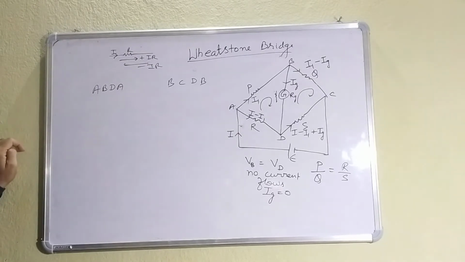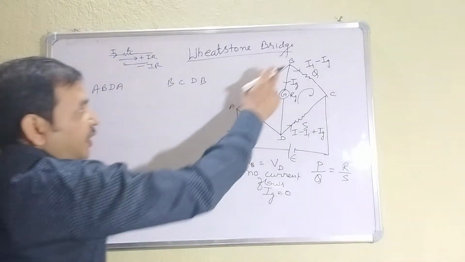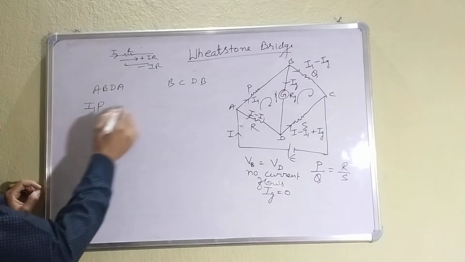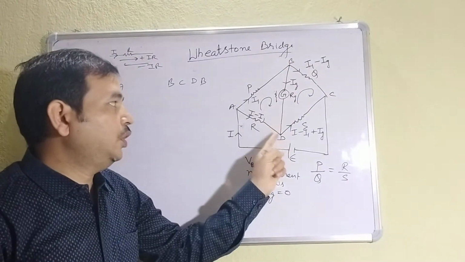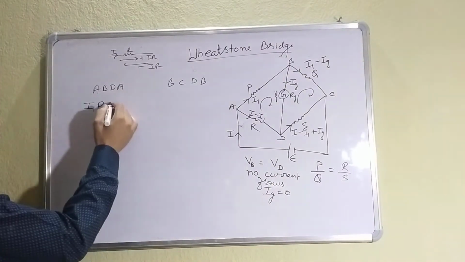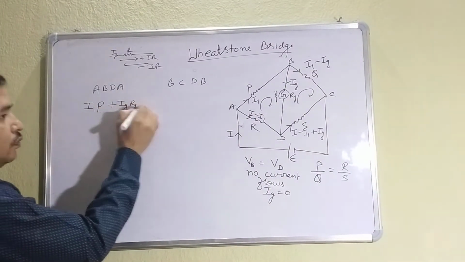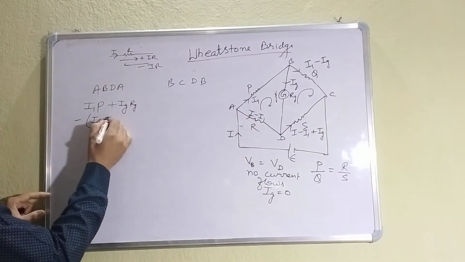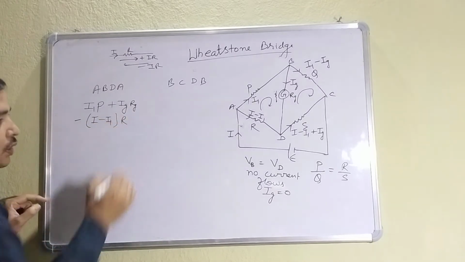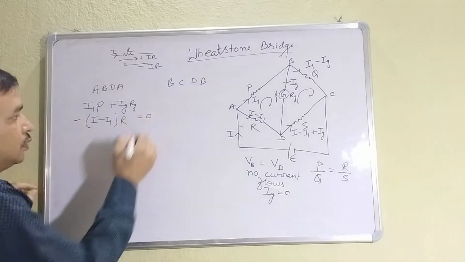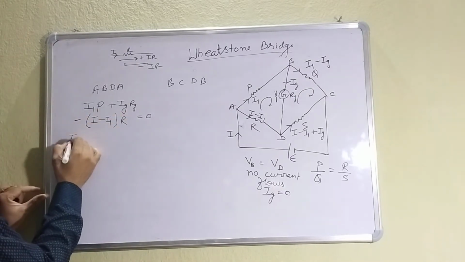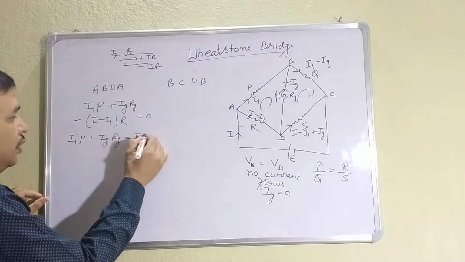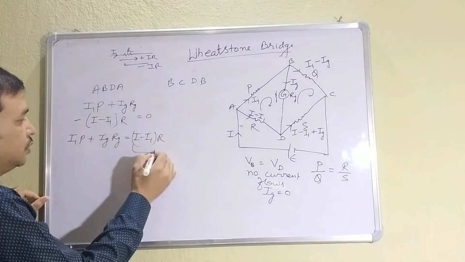In loop ABDA, we are going in the direction of current from A to B, so I1P, the product of current and resistor, will be positive. From B to D, again we are going in the direction of current, positive. From D to A, opposite to the direction of current, so minus, the product of current and resistor is minus. That must be equal to 0. So you can write this as I1P plus IgRg minus (I minus I1) into R equals 0. This is equation 1.